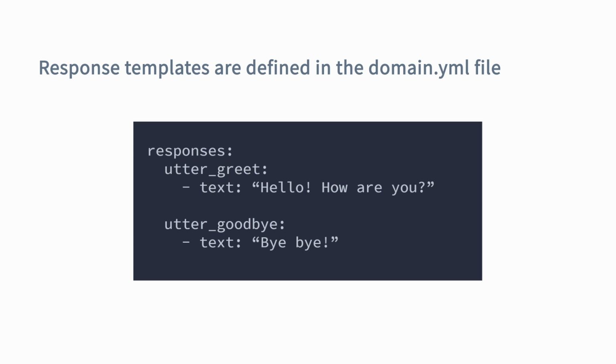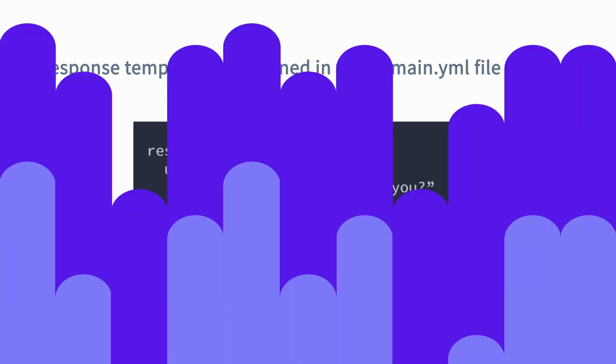The last part of the response template is the actual response. It has to start with a prefix text, and after that you can define whatever message you would like your assistant to send back to the user when this specific response is predicted.